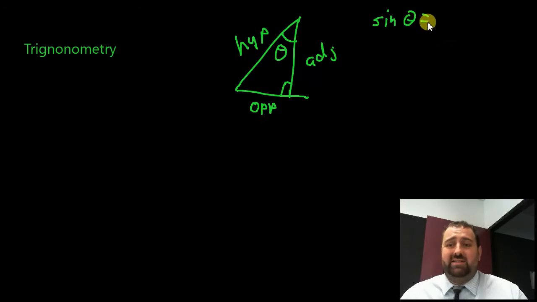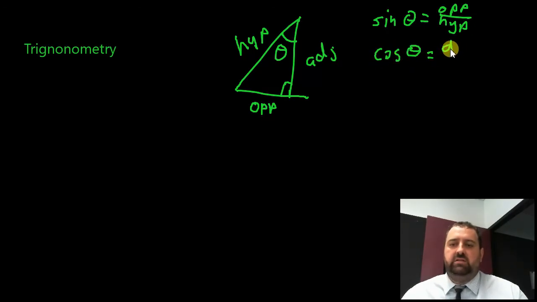Remember, you don't need to memorize these, but you should still have a decent idea of what they are. So sine theta is the opposite over the hypotenuse. Cos theta is the adjacent. That's a terrible A. Let's rub that out. There you go, A. Is the adjacent over the hypotenuse, and tan theta is the opposite over the adjacent.